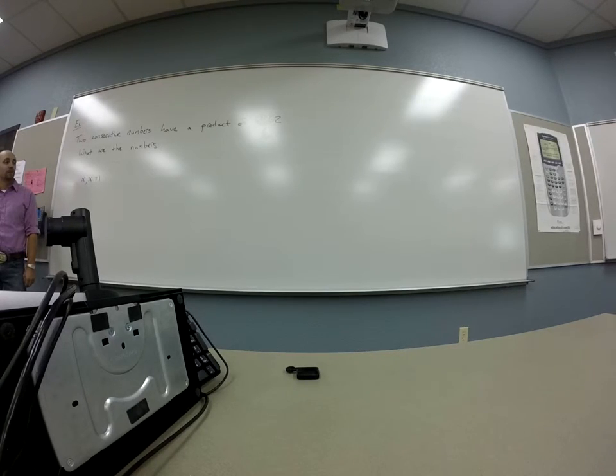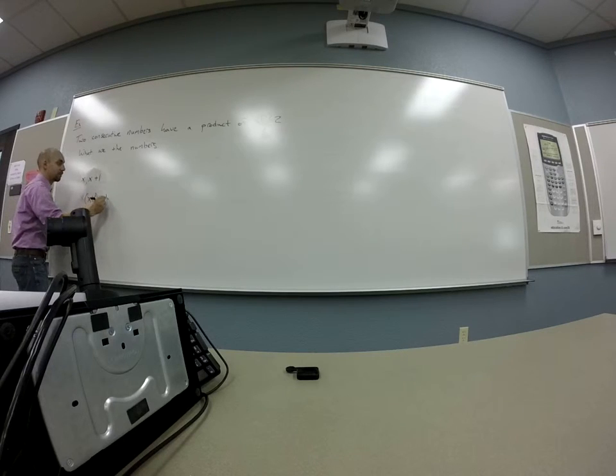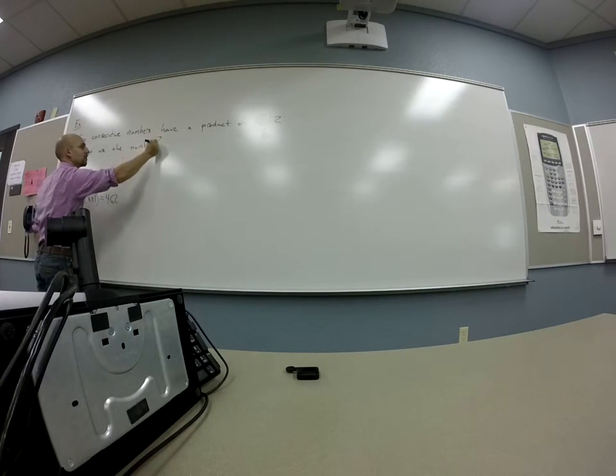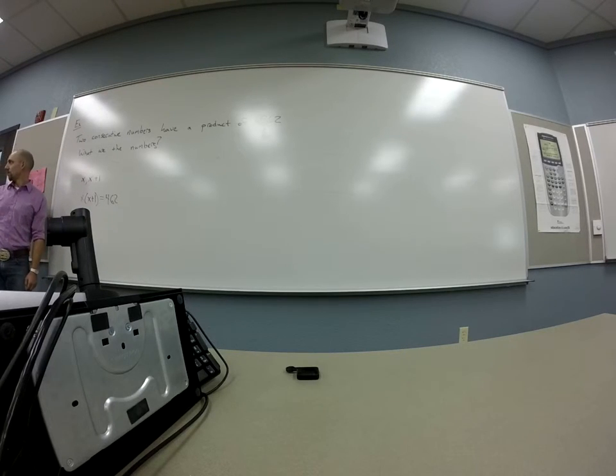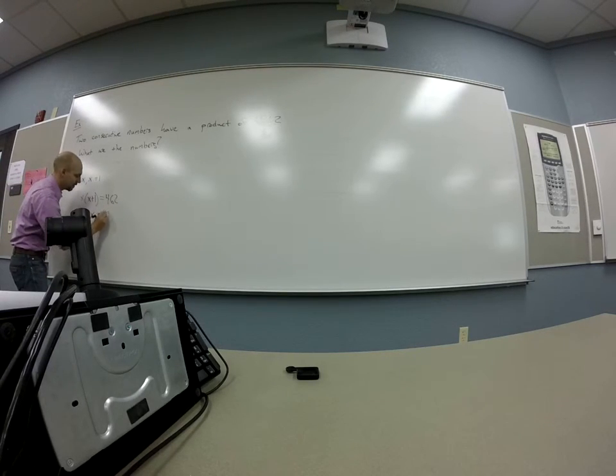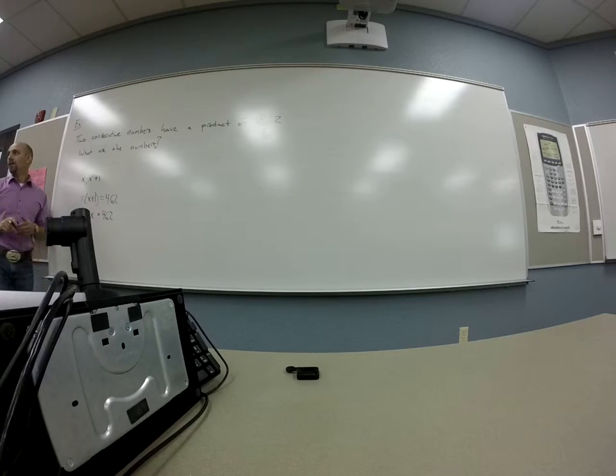What does it mean for their product to be 462? That means I take X, multiply by X plus 1, and get 462. Make sure you remember to distribute. So I get X squared plus X is 462. Should we double down on this one and solve it by completing the square? No.